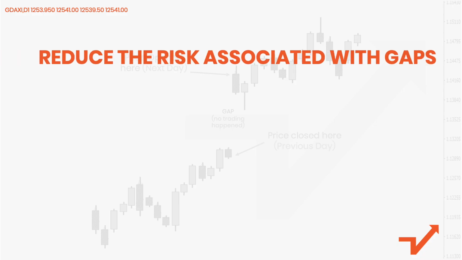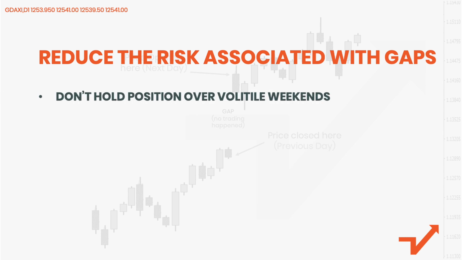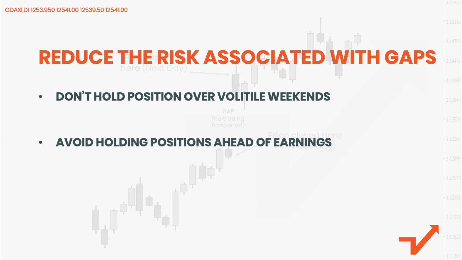In order to reduce the risk associated with gaps, you can follow these steps. During potentially volatile weekends such as the non-farm payroll, it's best to avoid holding positions. Avoid holding positions ahead of earnings unless you are trading earnings expectations. Additionally, you can purchase put options, which will cover the loss if the underlying stock gaps lower.